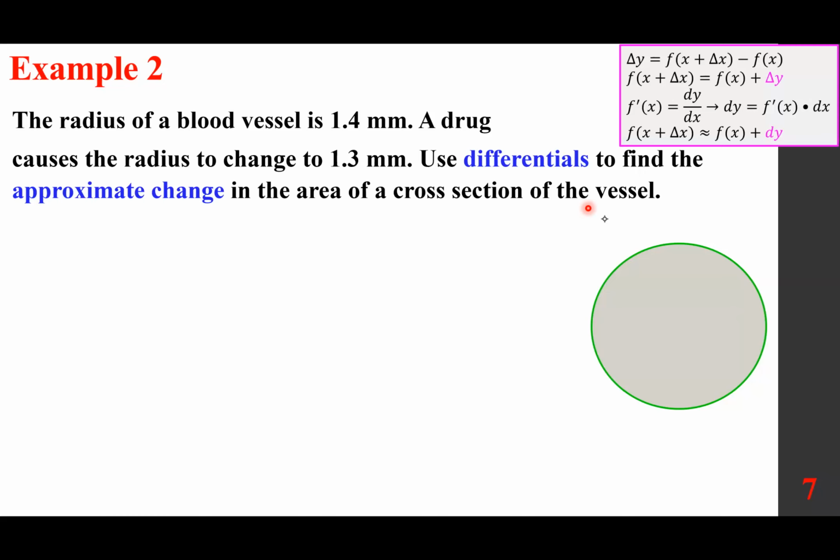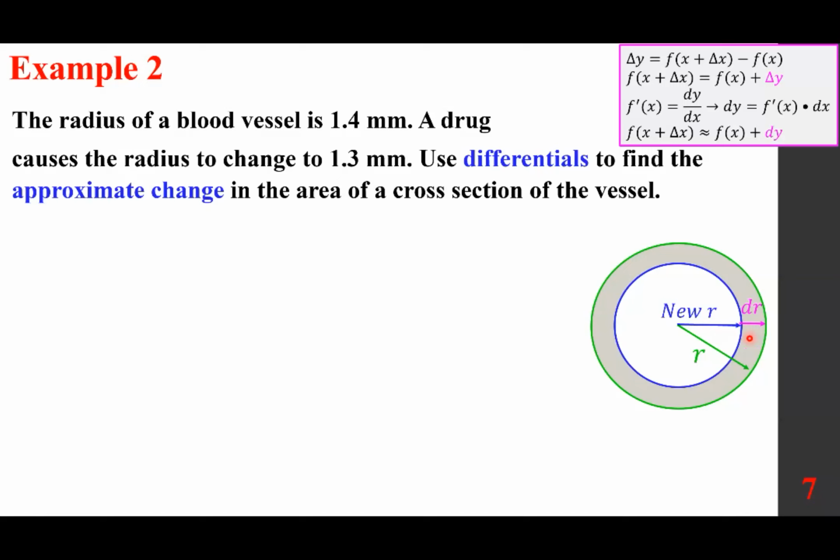So whatever the radius is, the drug causes it to change. In fact, it's going to get smaller. So here's the original one, whatever it might be. In this case, of course, it's 1.4. Here's the new one because it's got smaller. And the difference between these two is your dr or delta r.